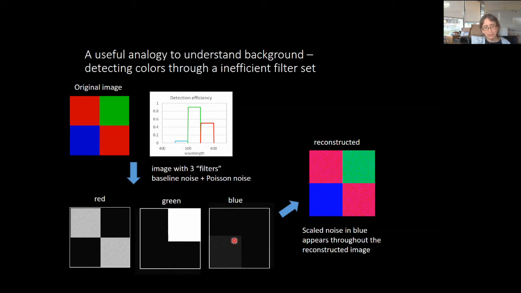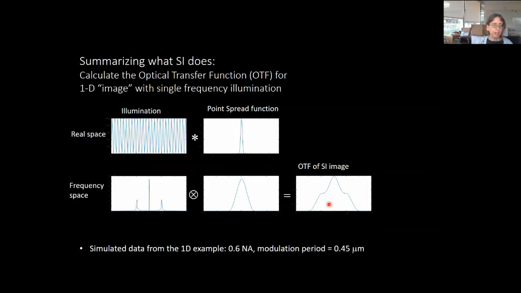So if I'm going to do a reconstruction of the color image from these 3, I have to multiply each one of them by 1 over the efficiency of detection. And so I wind up with blue noise throughout the image. And what that is, it's the noise in the blue image magnified by the big number I had to multiply by in order to account for the low transmission of my imaginary filter there. And this is really an exact analogy for where that background ripple comes from in structured illumination analysis.